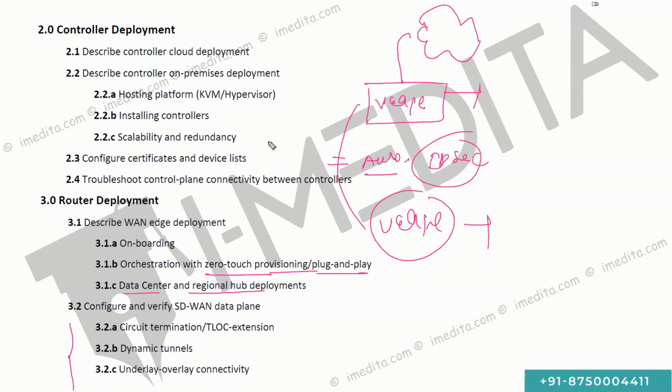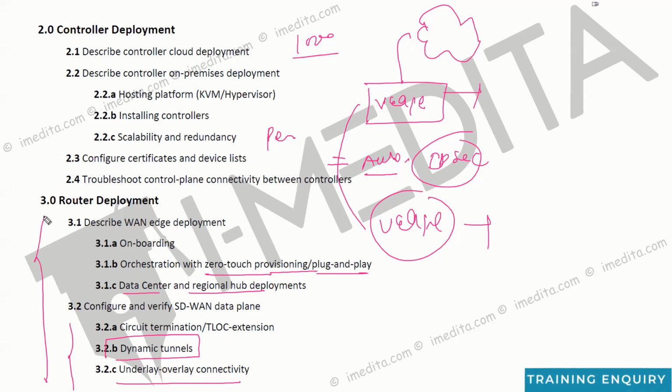But that is going to be a permanent tunnel. If you have thousands of, let's say, for example, vEdge devices, all of those devices will form the IPsec tunnel to every other device in your SD-WAN deployment in a full mesh fashion automatically. We don't even have to do anything. So what if, for example, I want to have dynamic tunnels? What is the concept of underlay and overlay? All that will come in the router deployment.